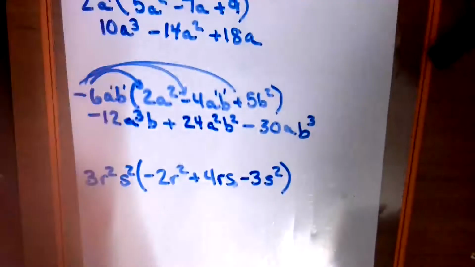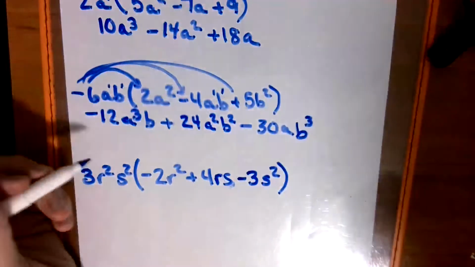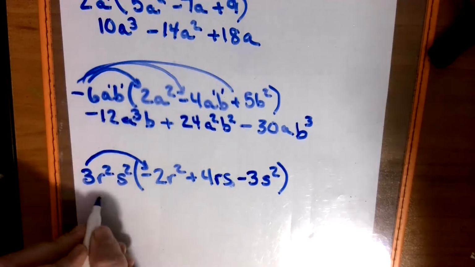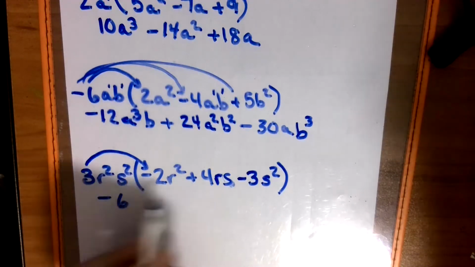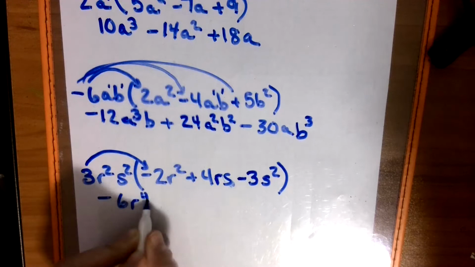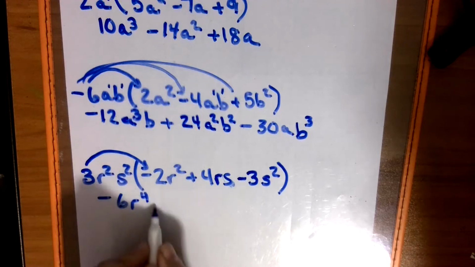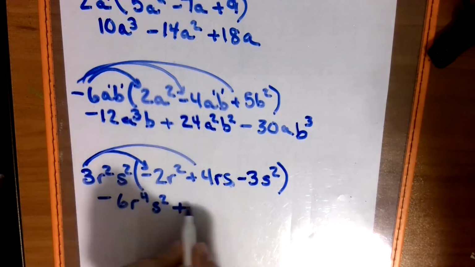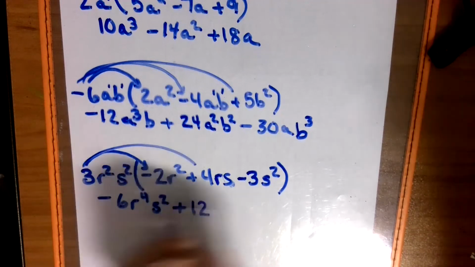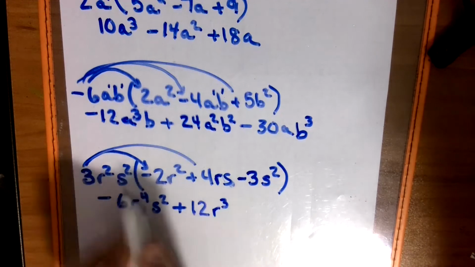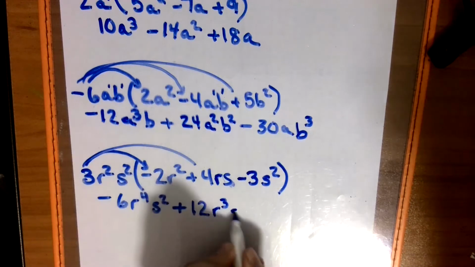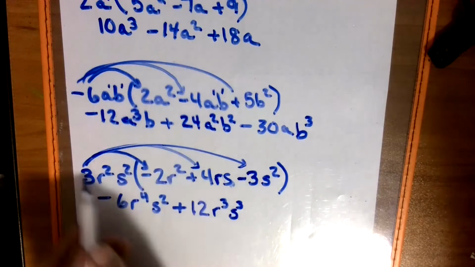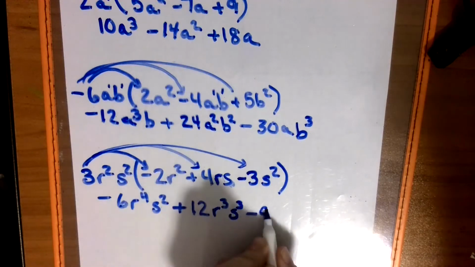Final one of these. Now remember, if you need to rewind this or slow it down, it's all in the setting. 3 times negative 2, which is negative 6. We have r squared and an r squared, which makes r to the 4. S squared, there's no s's here, but we still have to put the s squared, plus 3 times 4, which is 12. R squared and an r makes r cubed. S squared and an s makes s cubed. And then we have our last piece, which is 3 times that is negative 9.